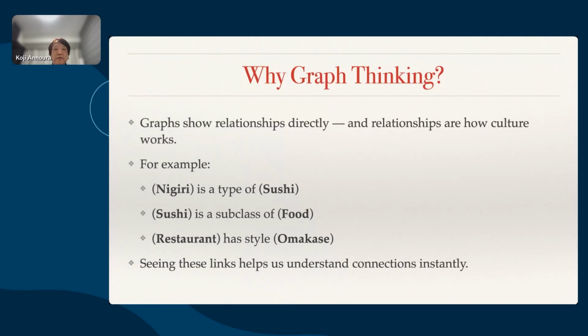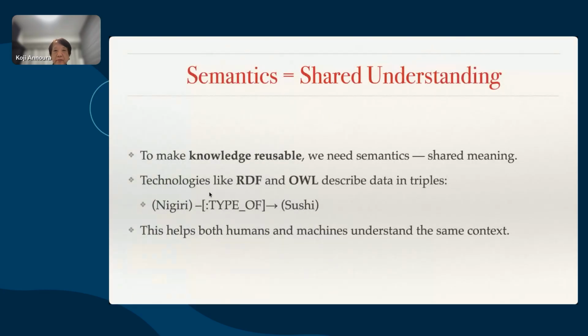Okay, why graph thinking? Graphs show relationships directly, and relationships are how culture works. For example, nigiri sushi. Nigiri is a type of sushi. Sushi is a subclass of food. A restaurant has style, omakase. Seeing these links helps us understand connections instantly. It's easy to understand.